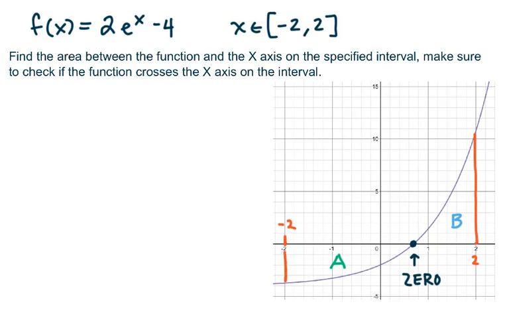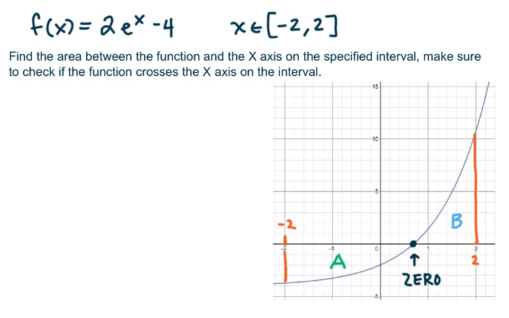Here we're going to find the area between the function f of x equals 2 times e to the x minus 4 across the interval from x equals -2 to x equals 2. We're going to find the area between the function and the x-axis on the specified interval. And we're going to make sure to check and see if the function crosses the x-axis on the interval, which in this case it does.